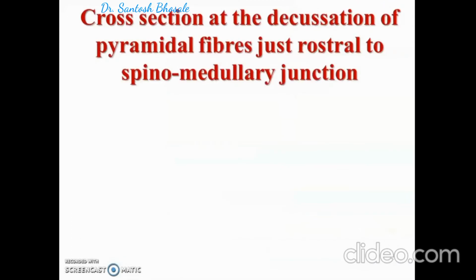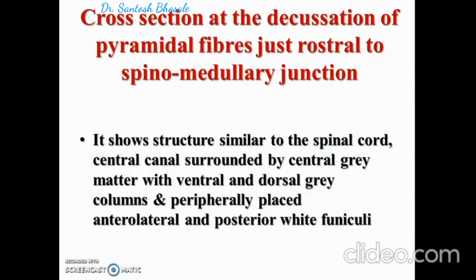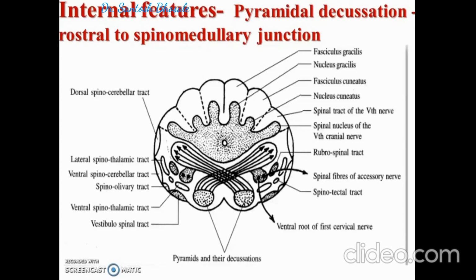Cross section at the decussation of pyramidal fibers, just rostral to the spinomedullary junction. Here, the structure is similar to the spinal cord. They have a central canal surrounded by central grey matter with ventral and dorsal grey columns, and peripherally placed white matter in the form of anterolateral and posterior white funiculi. When you see the section here, how it appears, the section is like this.